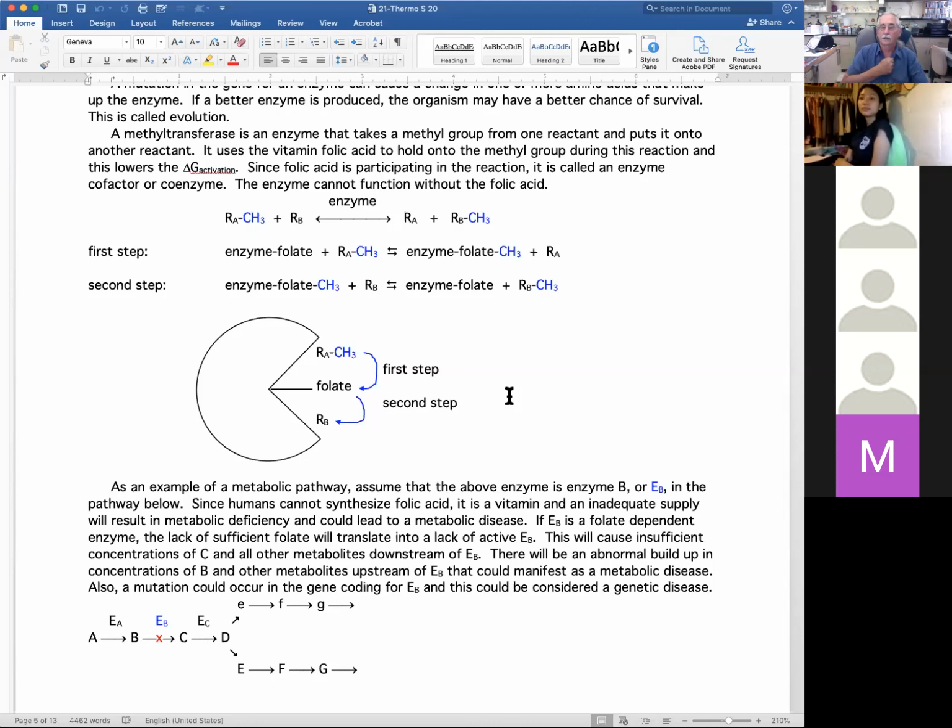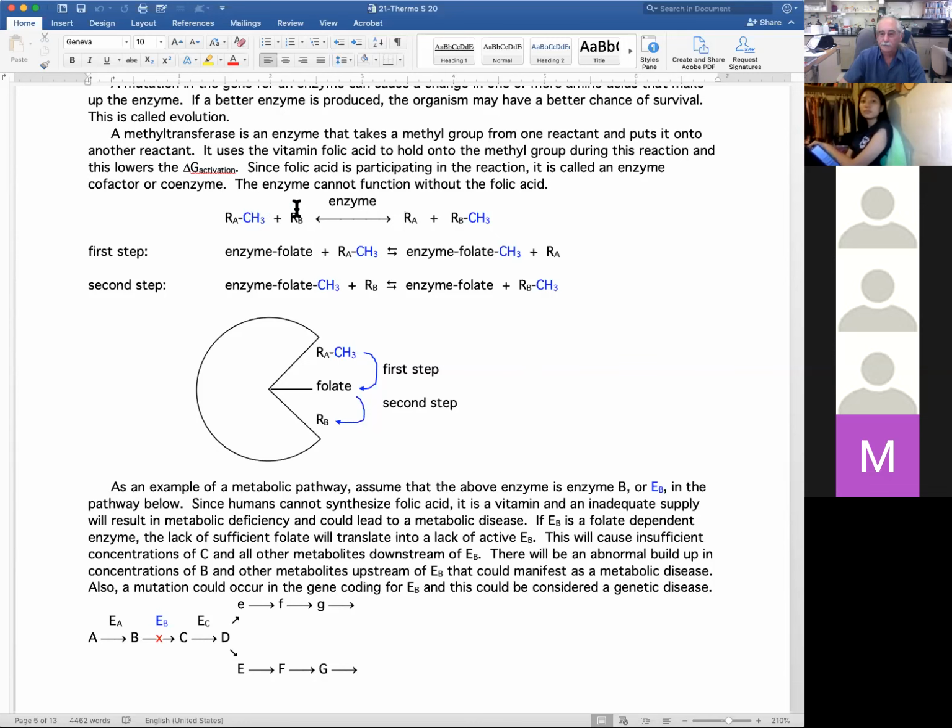In this particular example, this enzyme has a unit of folic acid on it. So folic acid is a vitamin. You need it. It's involved in several metabolic pathways. Here's what it does. So here's the chemical reaction. It takes a methyl group from A and puts it onto B.